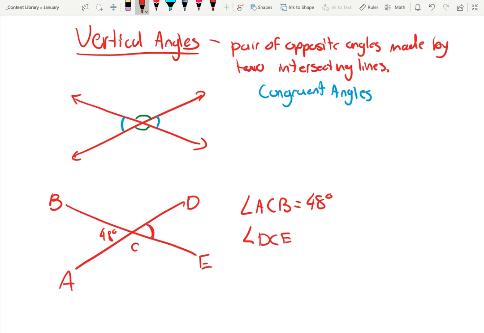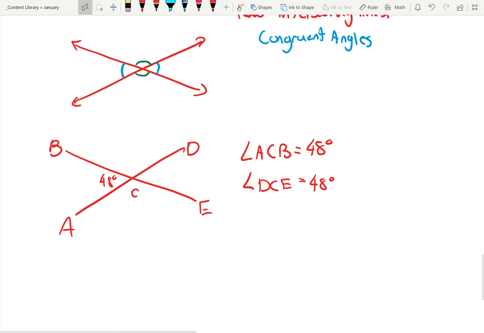So angle DCE is the opposite side. It's this side. And since we can tell that these are vertical angles, we know that that side must also be the exact same measurement. It must also be 48 degrees. But we can even find out more than that. What about angle BCD? That's the angle up here. Well, it's not 48 degrees because it's not the opposite angle of the 48.